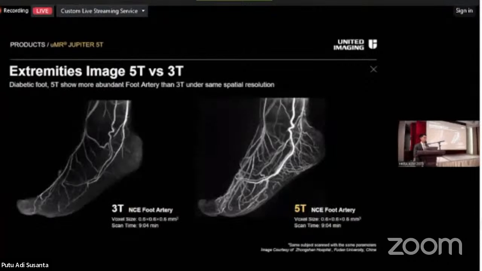And finally, we have a phase contrast based MRA in the extremities, in this case, in the foot. So we have one on the left on the 3T and one on the right acquired on the 5T. So this is a very stark contrast. And in general, from our experience so far, MRA is really great at this new field strength.